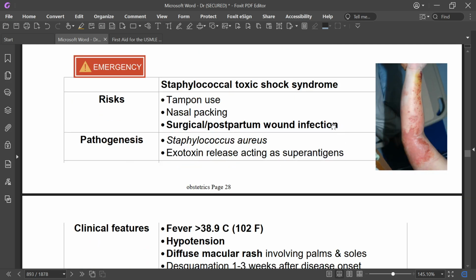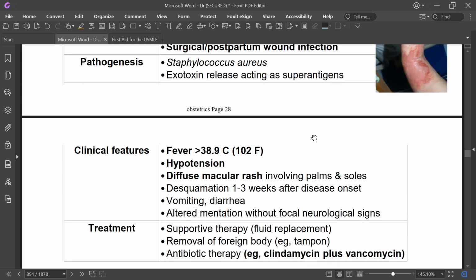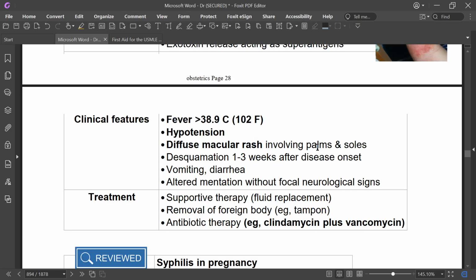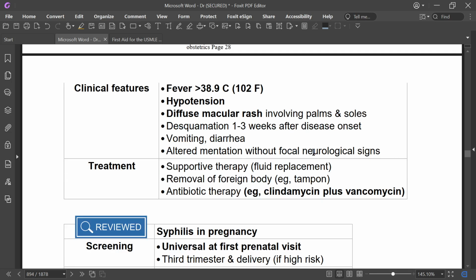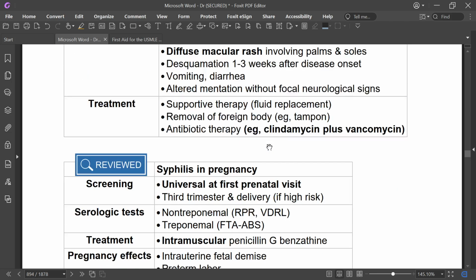Clinical features: fever, hypotension, diffuse macular rash, and desquamation 1 to 3 weeks after disease onset. Vomiting, diarrhea, and altered mentation may be present. Supportive therapy includes fluids, removal of the foreign body such as a tampon, and antibiotic therapy: clindamycin and vancomycin.